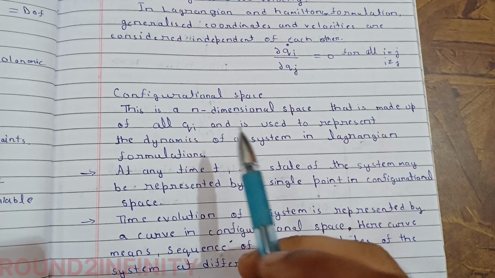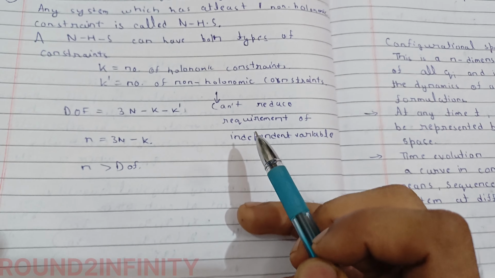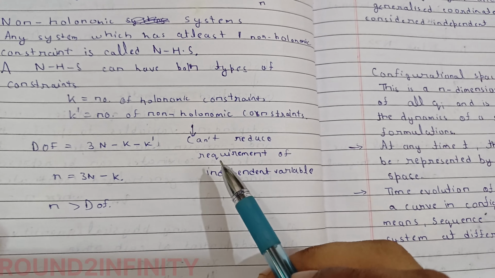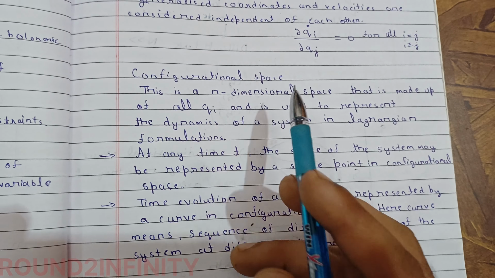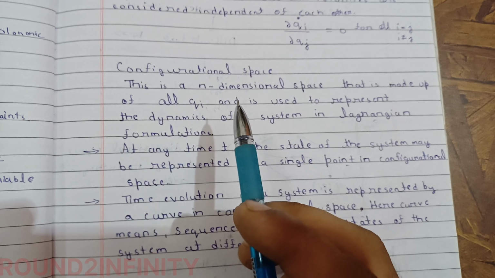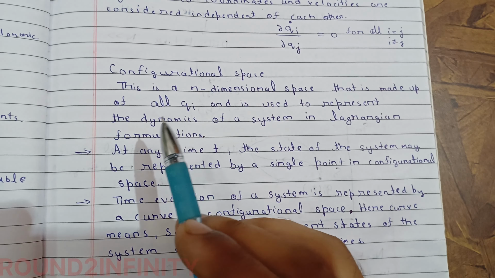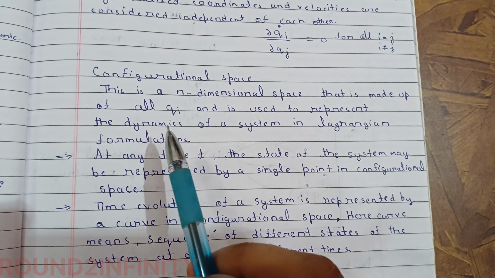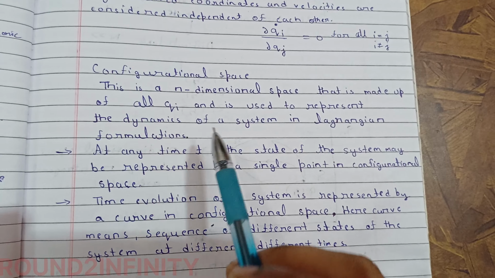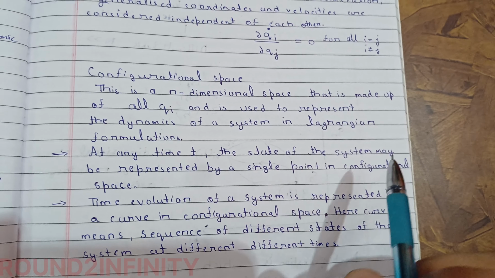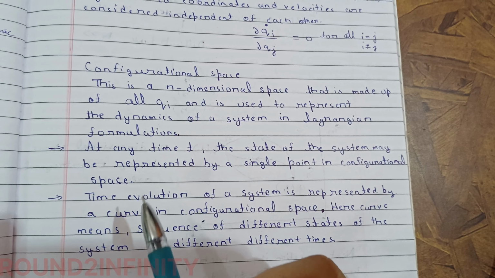Configurational space. Now when you have the degrees of freedom and you know how many generalized coordinates we require, that is small n, we'll create an n dimensional space. An n dimensional space is called the configurational space. Here these n dimensions represent each independent generalized coordinate. So this is an n dimensional space that is made up of all qi and is used to represent the dynamics of a system in Lagrangian formulations. At any time t, the state of the system may be represented by a single point in configurational space.